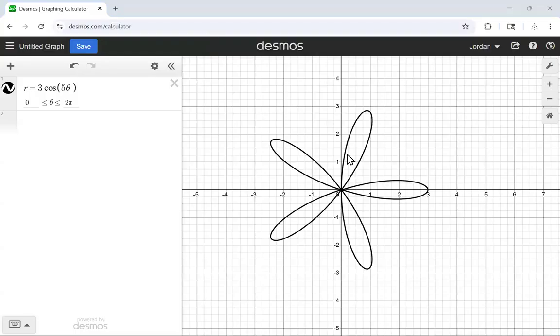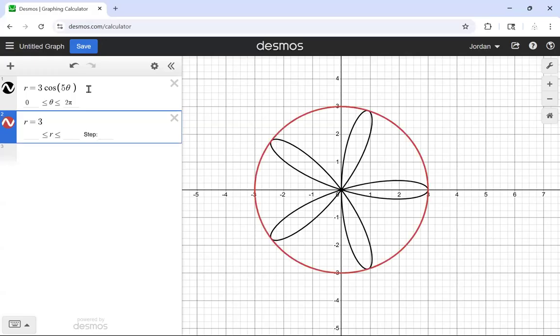Again, I'm using Desmos. You can use your calculator if you want. When we have r equals 3 times cosine of 5 theta, we get this. Notice that this looks like a flower. We call this a rose curve, and it has 5 petals on it. This rose curve is the one that is encircled by a circle of radius 3. So notice that if you draw a circle of radius 3, that rose curve is completely inside that.